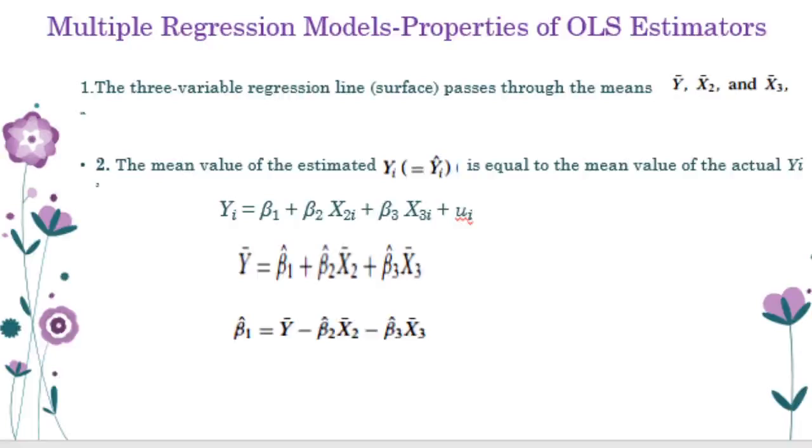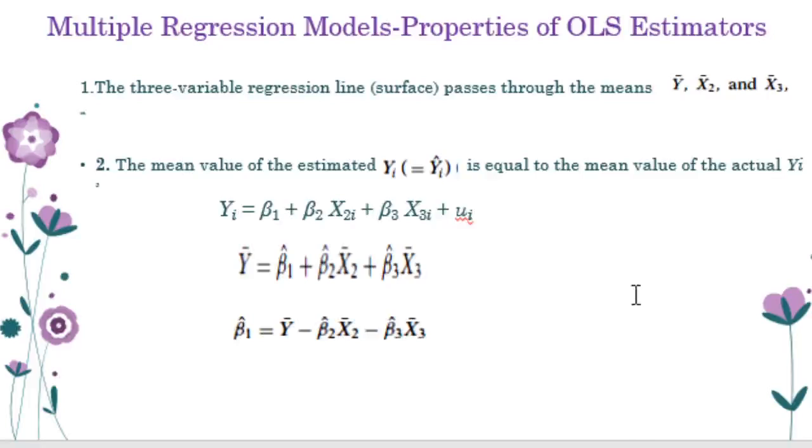That is, the regression line of the multiple regression model passes through the average or mean value of y, that is y bar, x2 bar and x3 bar. Or simply, the three variable regression line passes through the mean values y bar, x2 bar and x3 bar. This we have also seen in the case of the two variable model. In the same way, in the multiple regression model, the regression line passes through the mean value of the variables.